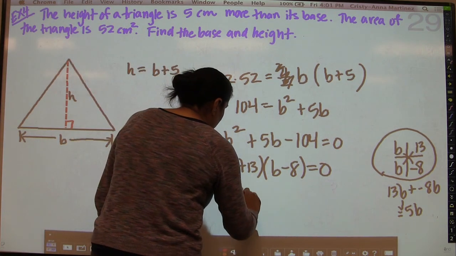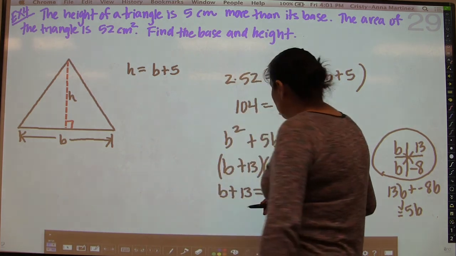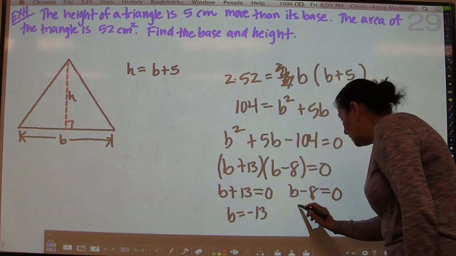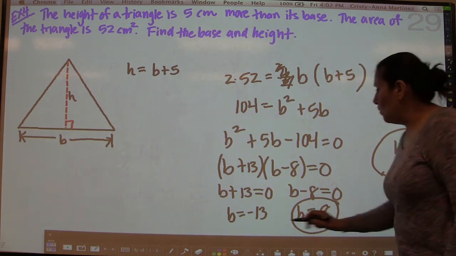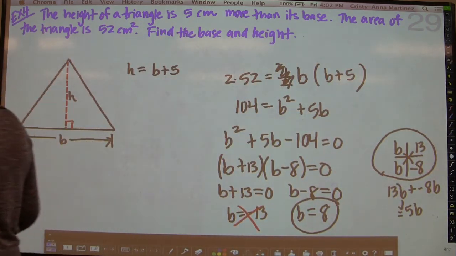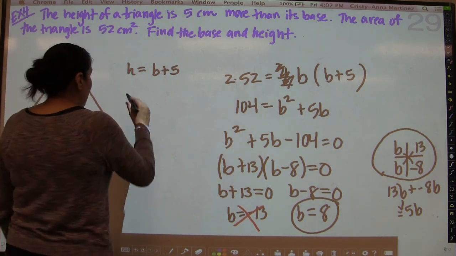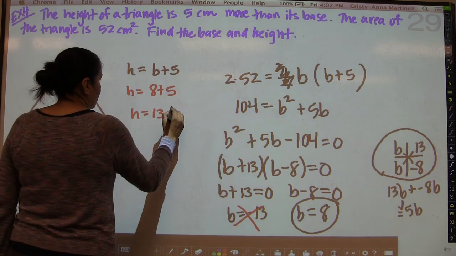So either b plus 13 equals 0 or b minus 8 equals 0. In the case of b plus 13 equals 0, your b value will be negative 13. In the case of b minus 8, your b value will be positive 8. Of course, that's the one we want to go with, because we don't want negative 13, since that would be a negative base, and it wouldn't exist. So we stick with the b value of 8. They want us to find the base and the height. So the base is 8, but the height would be 8 plus 5, or 13 feet.